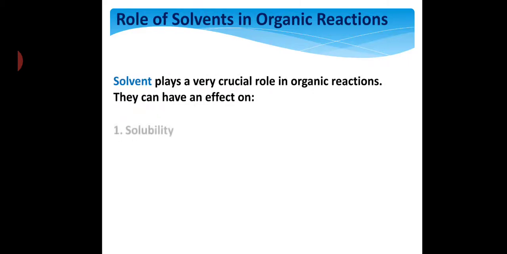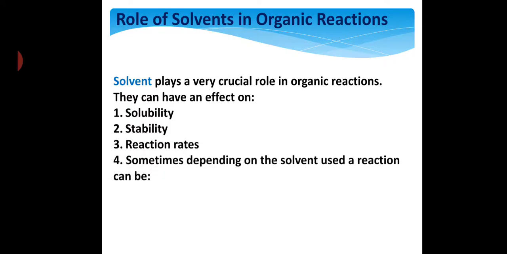Solvent plays a very crucial role in organic synthesis. They affect solubility, stability, reaction rate. Sometimes, depending on the solvent used, a reaction can be controlled, and the reaction can be either thermodynamic control or it can be kinetic control.